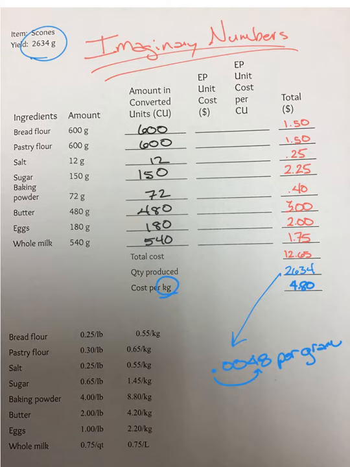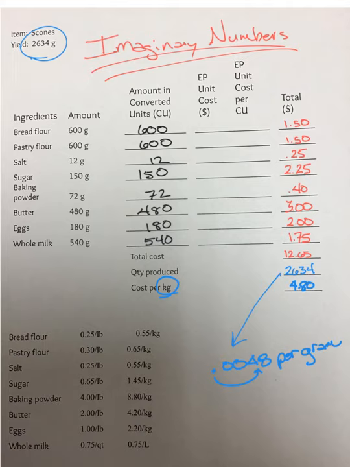Once again, we're going to use imaginary numbers to finish this page. So I'm plugging in some big numbers because it's easier to see the first time with bigger numbers. So total up those red numbers, and that'll give you the total cost of these imaginary scones of $12.65. Our quantity produced is 2,634 grams. Just like before, we're going to divide the total cost by the quantity produced to get 0.0048 cents per gram as our cost.